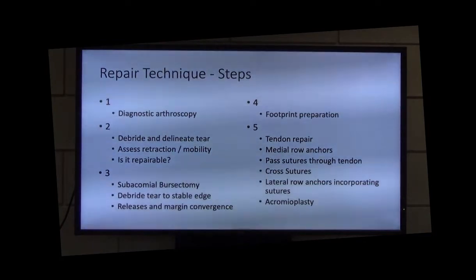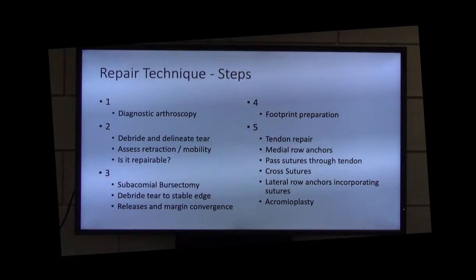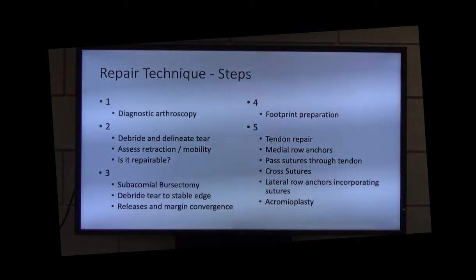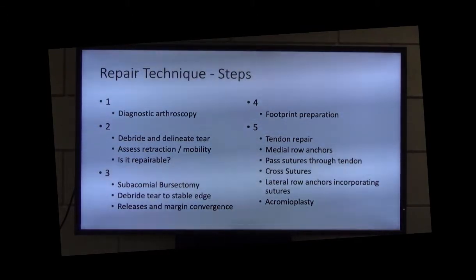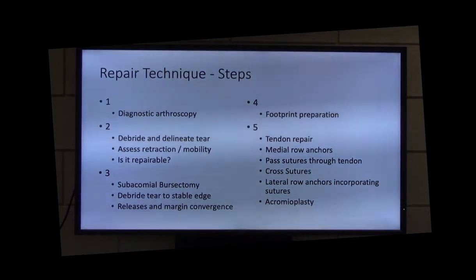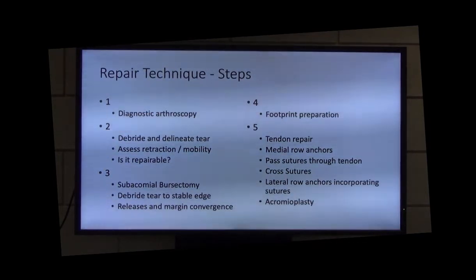You need to debride the tear to a stable edge, and then think about doing either releases, plus or minus margin convergence, depending on the type of the tear. So with releases, you can do both intra and extra-articular releases. So your intra-articular release is above the glenoid and underneath the rotator cuff margin there. Your anterior release over the top of supraspinatus and posterior release out to the back of the scapular spine. You've got to be careful of your suprascapular nerve.